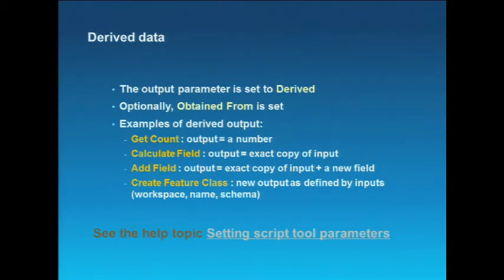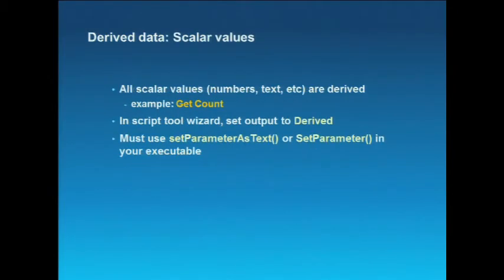I have a link to the topic in the help system called Setting Script Tool Parameters. In that topic, it talks about derived data. Talked about scalar values. Classic. If your output is a scalar value, like a long or double, your only choice is derived, because we don't write numbers to disk. We only write them to the result.